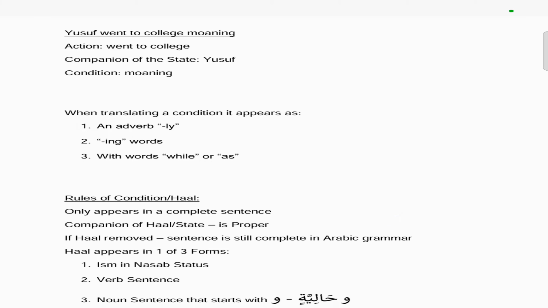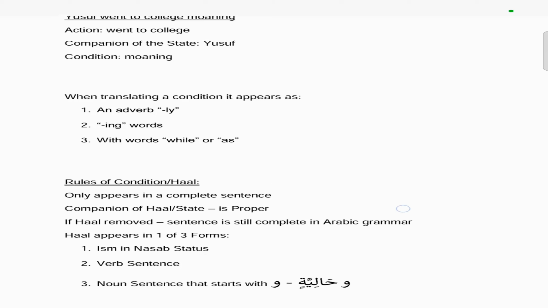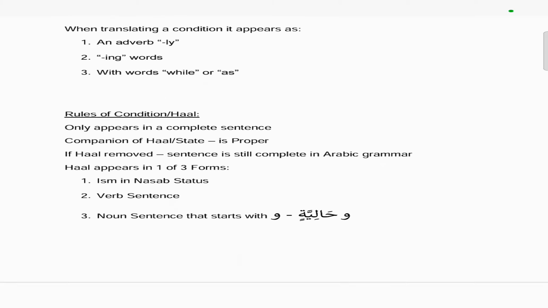So Yusuf went to college moaning. The action is went to college. The companion of the state or condition is Yusuf, and the condition is moaning, meaning the condition answers the question, how did it happen, or how was the person, or how was the thing? So, how did Yusuf go to college? While moaning. When translating a condition, it often appears as an adverb, which ends with ly, or words ending with ing, or with the words while or as.